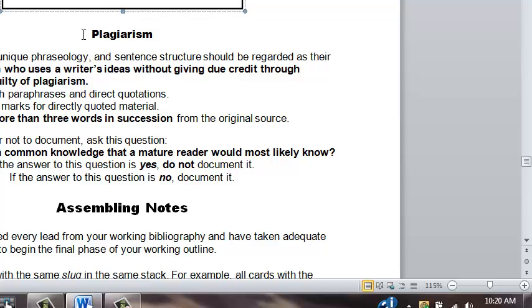In deciding whether or not to document, you need to ask yourself this basic fundamental question. Is this information common knowledge? That is, would a mature reader most likely know it? So for example, if you were to say that air contains oxygen, well, you don't really need to quote that because that's something that most mature readers most likely already know. Common knowledge. If the answer to the question is yes, then you don't need to document it. However, if the answer to the question is no, you must cite your source.